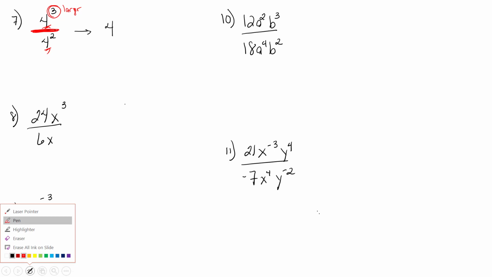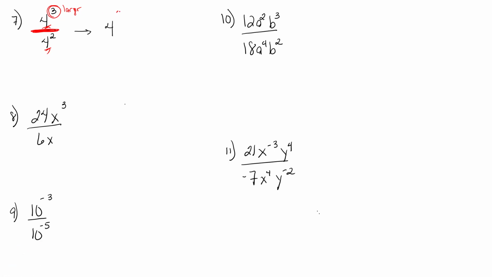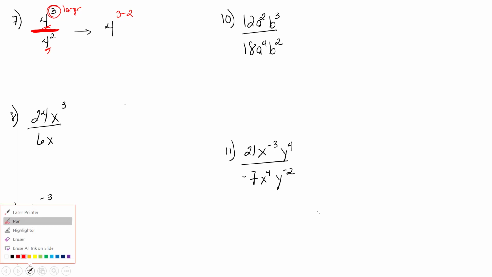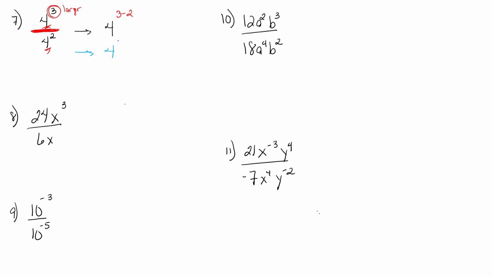And it's going to be on the top because the larger exponent was on the top, and I subtract the smaller exponent, which will give me 4 to the power of 1, or just simply 4. Does this make sense? Cool. So it's the opposite of what we've been doing, right? Okay. Notice problem number 8.